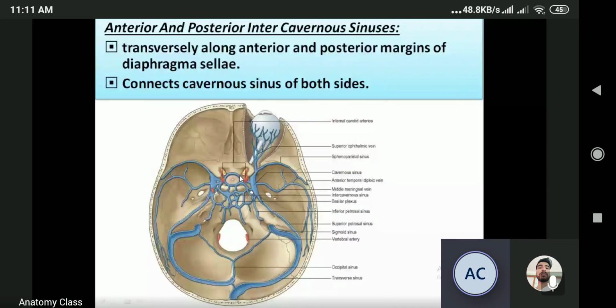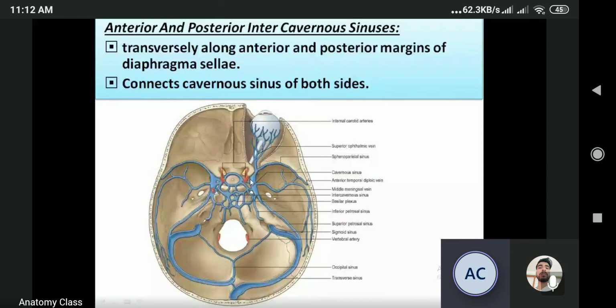This anterior and posterior intercavernous sinus passes through the anterior and posterior aspect of the diaphragma sellae, which forms the roof of the hypophyseal fossa. This is also one of the cranial modifications of cranial dura. One anterior and one posterior intercavernous sinus are present, which traverse along the anterior and posterior margin of the diaphragma sellae, and they connect the cavernous sinuses of the two sides. This is about the intercavernous sinus.